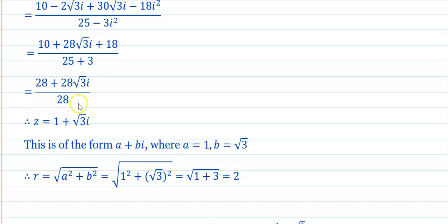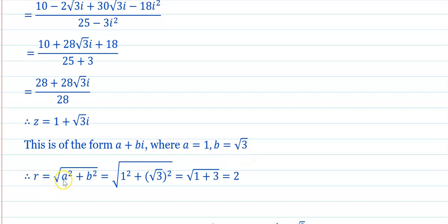28 root 3 i upon 28. 28 gets cancelled, you will get root 3 i. Here z is equal to 1 plus root 3 i. This is of the form a plus b i, where a is equal to 1, b is equal to root 3.